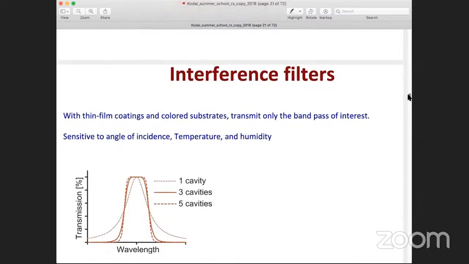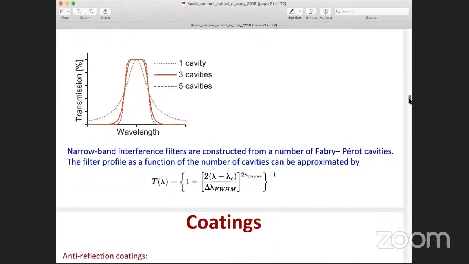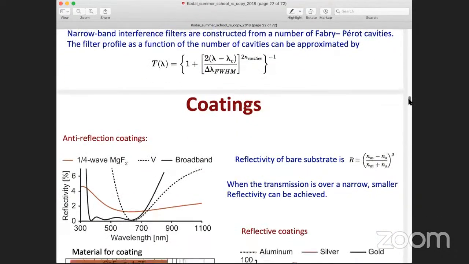And then we also have the interference filter, where thin film coatings and a colored substrate transmit only a certain band of interest. Narrowband interference filters are constructed from a set of Fabry-Perot cavities. Depending upon the number of cavities used, the actual transmission can be written analytically. I mean, we can calculate and then verify. This kind of narrowband filter is also used as an interference filter for observation.